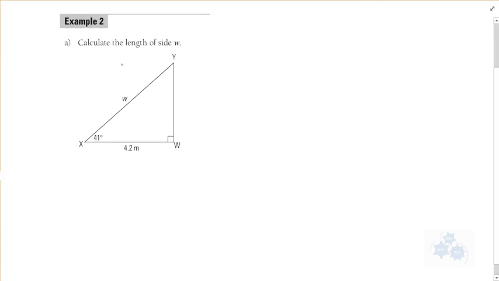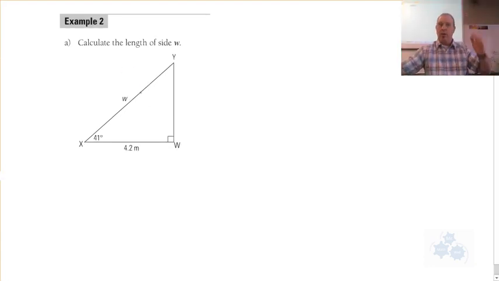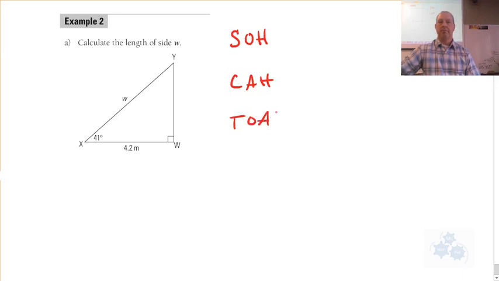All right. So for example 2 here, you've got this one copied down. We're asking you to find side W, but we aren't given two of the three sides, so we can't use Pythagoras here. All right? 4.2 squared plus what squared equals what squared? That doesn't work. We can only have one unknown. So this is where we look to our trig functions. So remember, SOH CAH TOA. How many of you remember that little memory trick there?